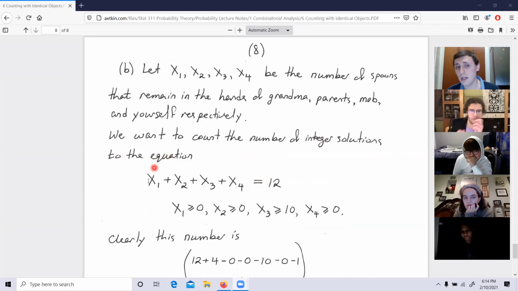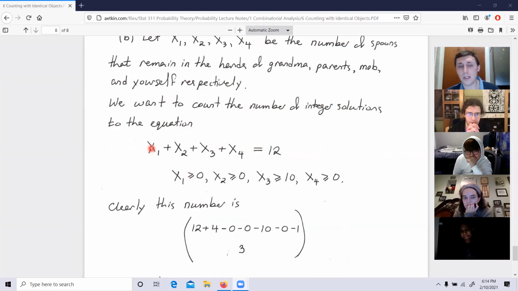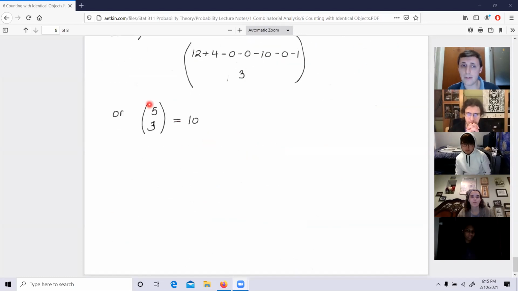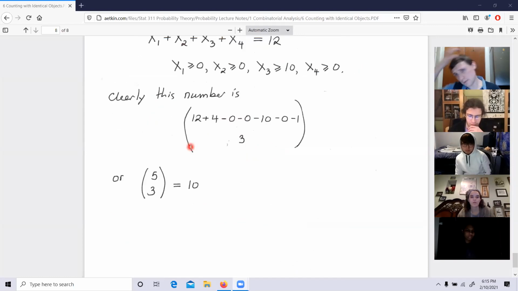Here's another setup. That's the situation where you don't necessarily care to give away your spoons. You might keep your spoons and just steal from your family, right? In that situation, you can set it up so that each of them has 0 spoons or more, and I make them all positive, so to speak. Altogether, there are 12 spoons, and they have to be distributed in such a way that the mob has to gain at least 10. Good. So then you have 5 choose 3, and that would be 10 possibilities of distributing it.